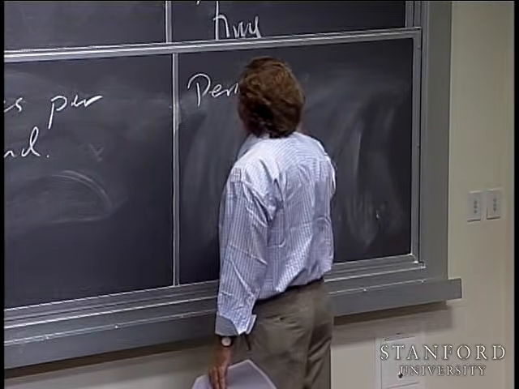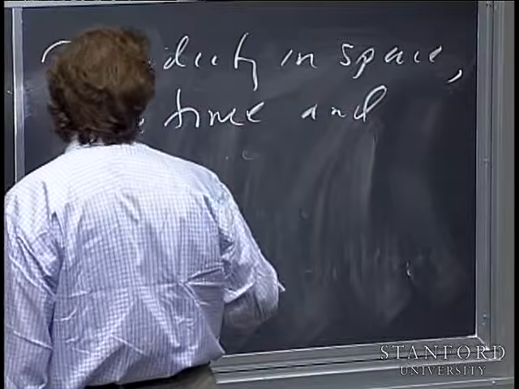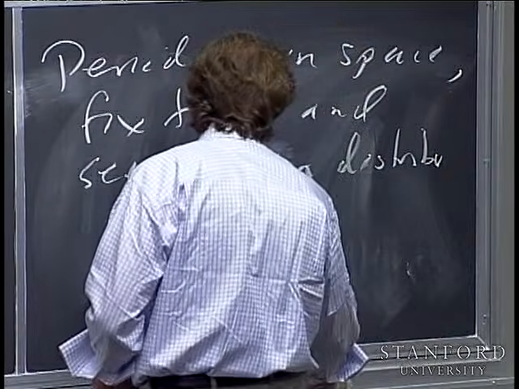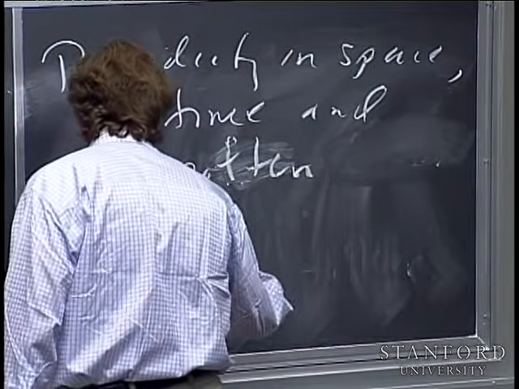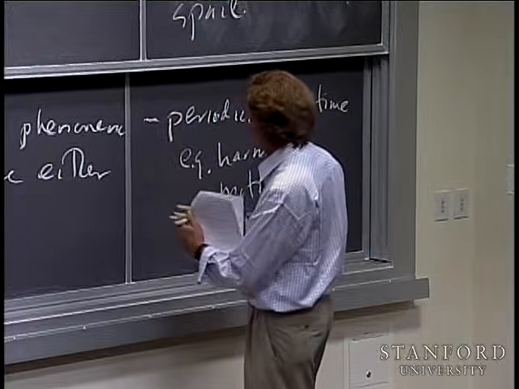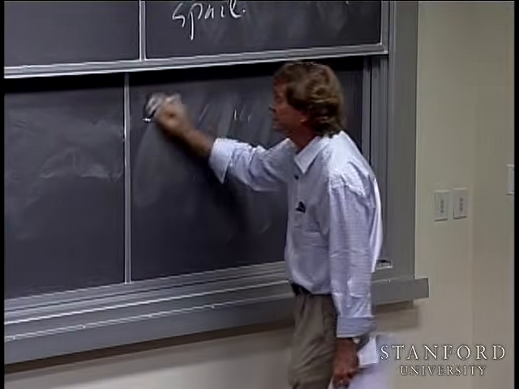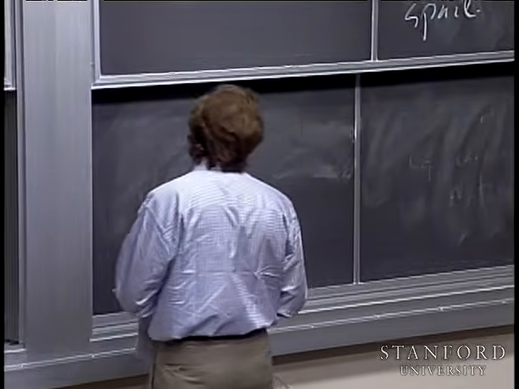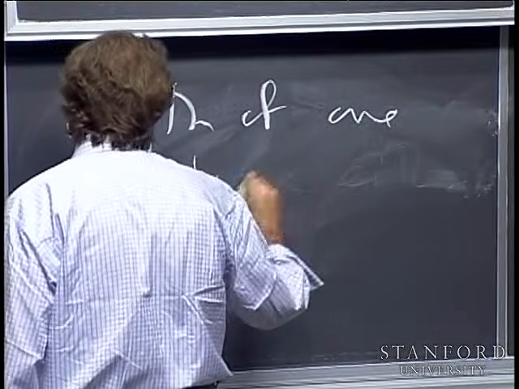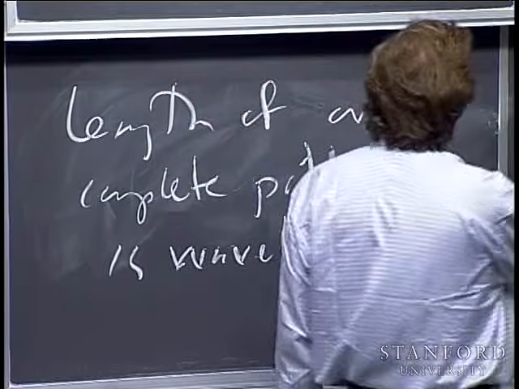So for periodicity in space, fix the time and see how the phenomenon is distributed, see the pattern distributed over space. Distributed, my writing is getting worse. Then the length of one complete pattern is the period or the wavelength. Length is a term associated with periodicity in space for a traveling phenomenon, for a wave motion. So the length of one complete disturbance is the wavelength. Like I say, ever since you were a kid, you've studied these things. It's usually denoted by lambda.